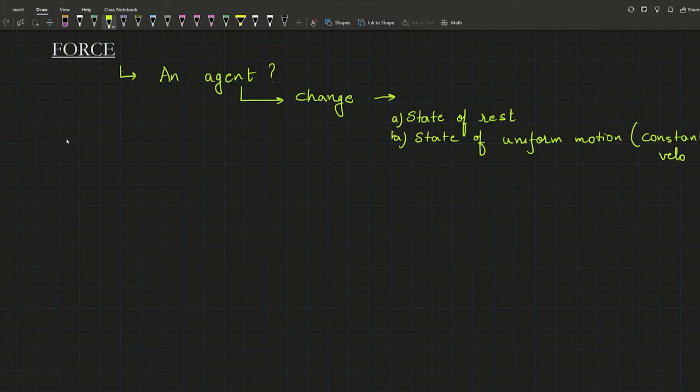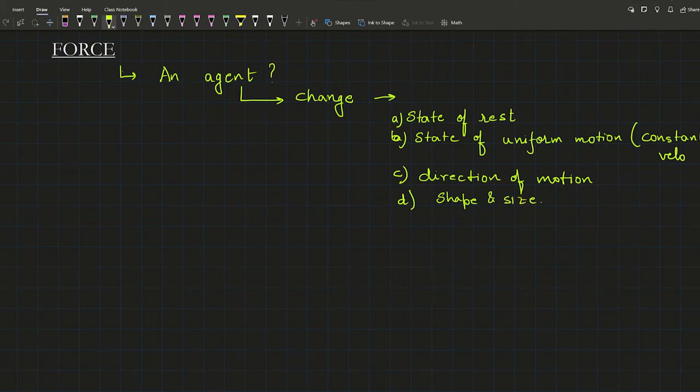This point is B, isn't it? And then C, let's say direction. It can change the direction of motion. And what else? It can also change the shape and size, isn't it? Shape and size. Okay, so what is force?